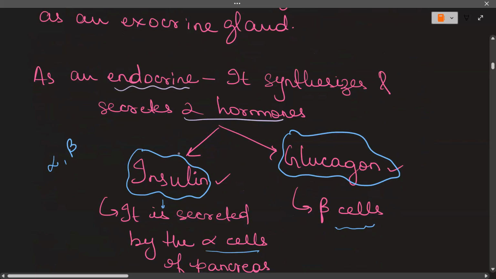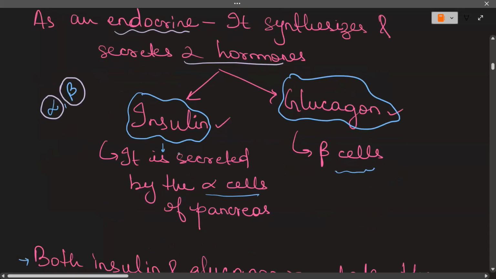Now, in the pancreas there are two types of cells present, alpha cells and beta cells. The hormone insulin is secreted by the alpha cells of the pancreas, whereas glucagon is secreted by the beta cells. Got it? Yes. So the two hormones secreted by the pancreas are insulin and glucagon, and this is the endocrine function of the pancreas.